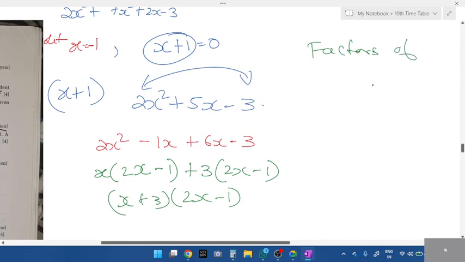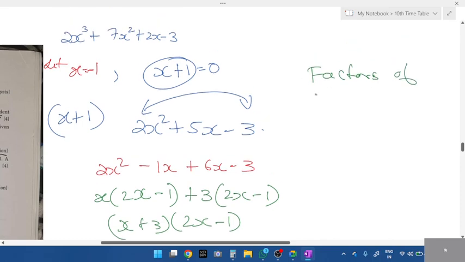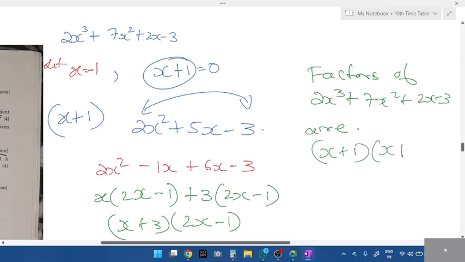What are the factors we have? Factors of 2x cube plus 7x square plus 2x minus 3. The first factor is x plus 1. What's the second factor, students? X plus 3. And the third factor, 2x minus 1. This should be the answer.